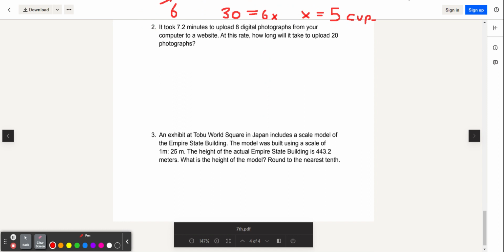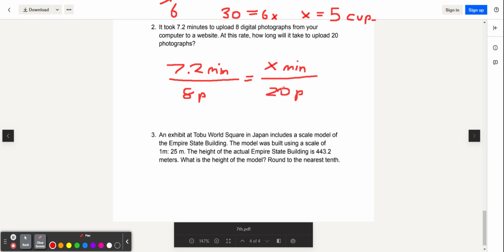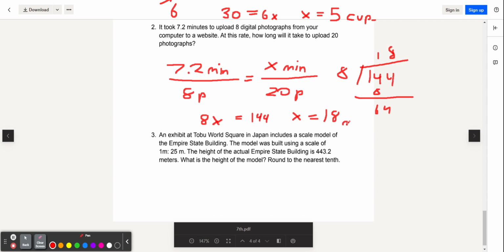Problem 2 says that it took 7.2 minutes to upload 8 digital photographs from your computer to a website. At this rate, how long will it take to upload 20 photographs? So it took 7.2 minutes to upload 8 photos. And how long will it take to upload 20 photos? Once again, we cross multiply. So we have 8x is equal to 144. Divide by 8, and we get 18 minutes. So our final answer is 18 minutes.